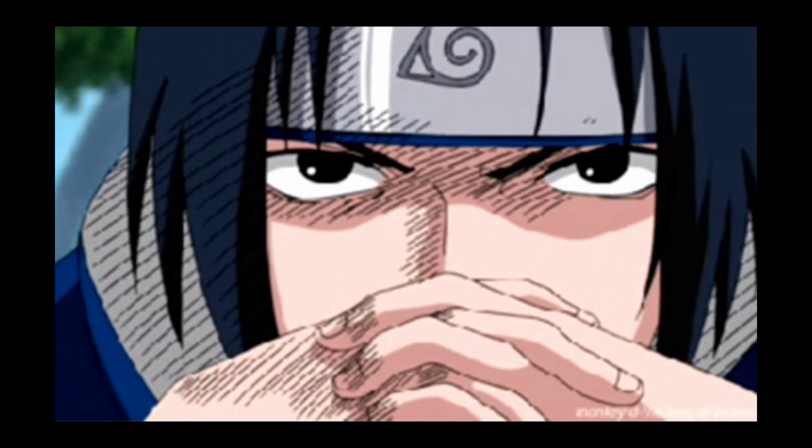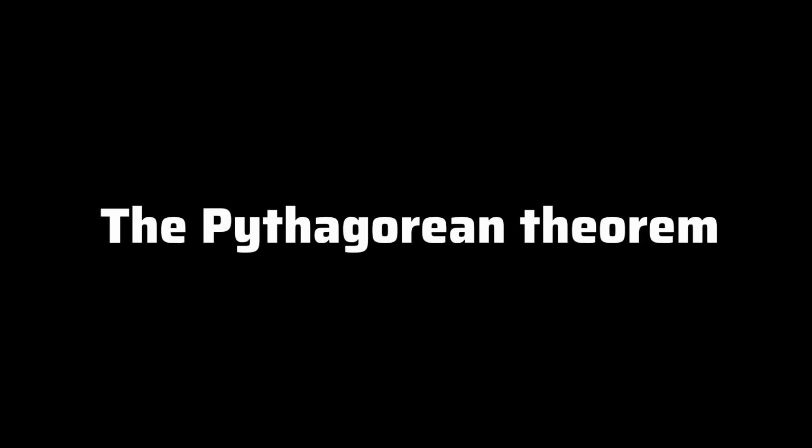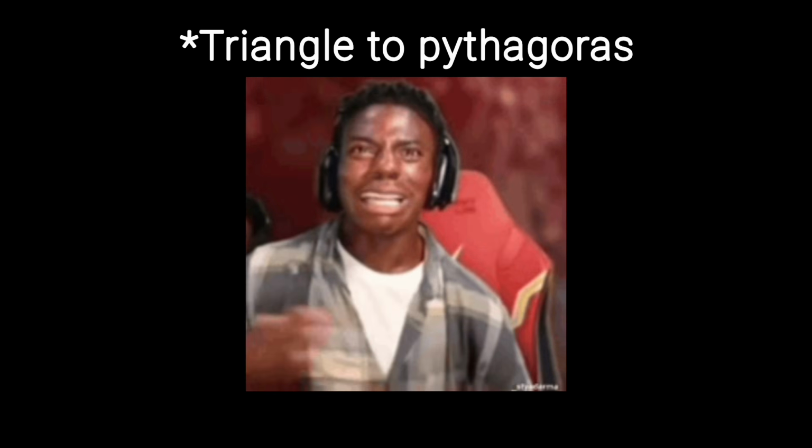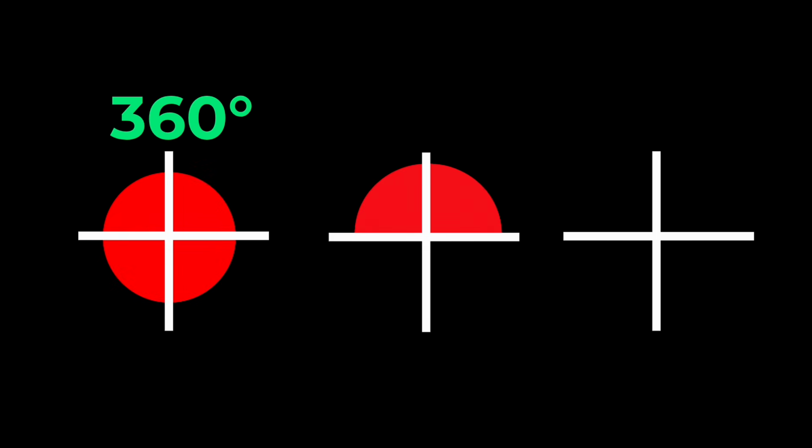Now imagine a different situation. You know only one side and one angle. The Pythagorean theorem can no longer help. We need another idea. Before that, let's understand angles. One full turn equals 360 degrees. Half a turn equals 180 degrees.